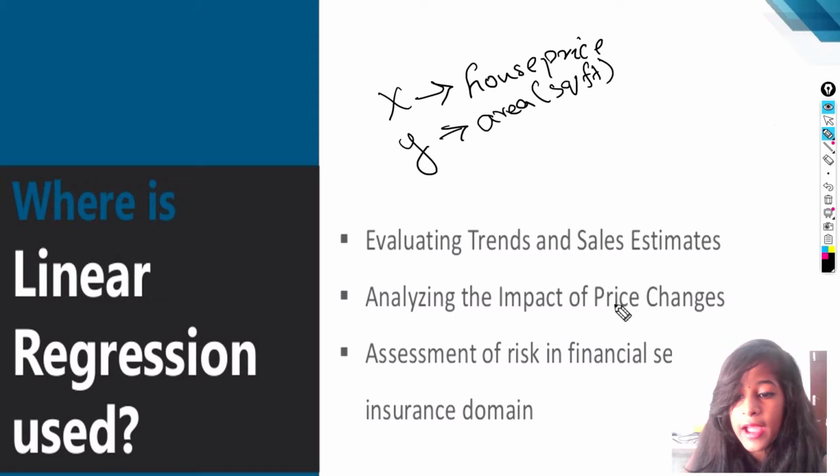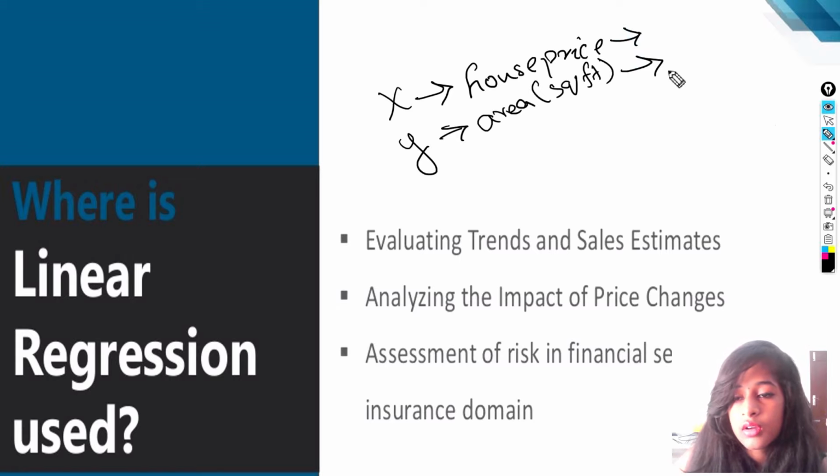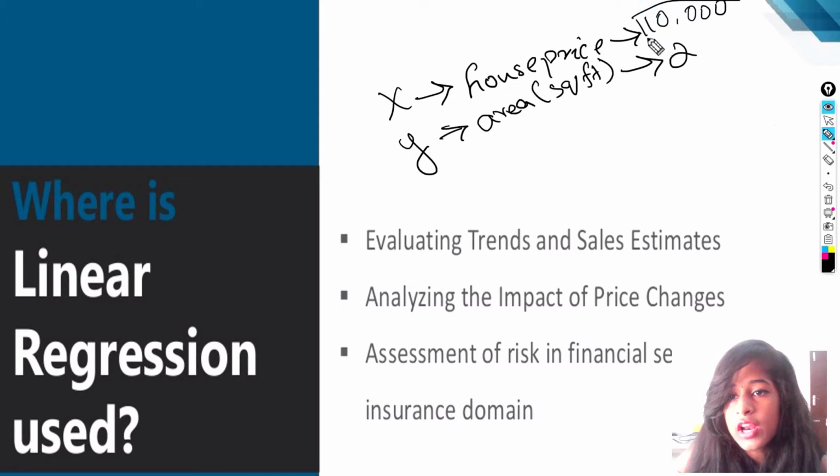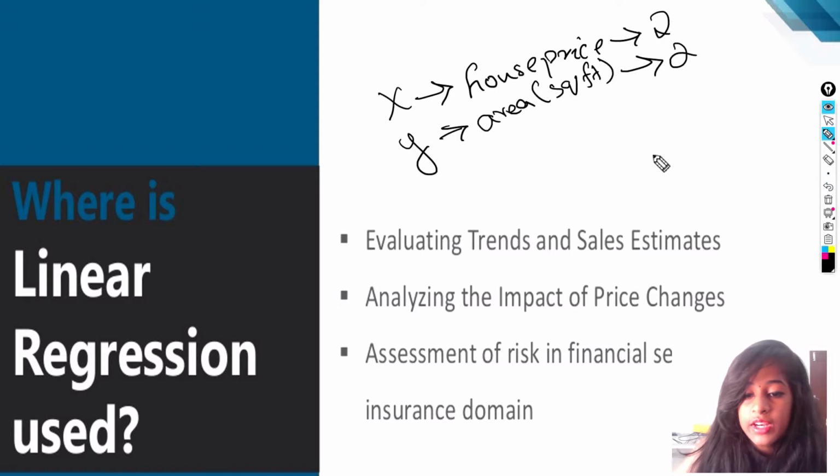Next, analyzing the impact of price changes. Now let's think, for 2 square feet they take 10,000. This is just a small example. Let's just think for 2 square feet you just have 2 rupees. That time it impacts a lot. That time also we use linear regression.